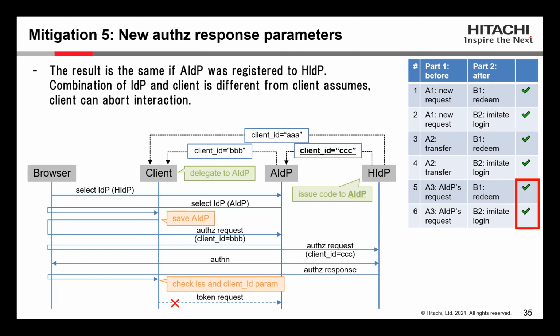Regarding patterns 5 and 6, the client can detect the attack in the same way as patterns 1 to 4. This time, the client checks the client ID parameter at this timing. And here, the client ID parameter represents AIDP, not the client. So the client can detect the attack.